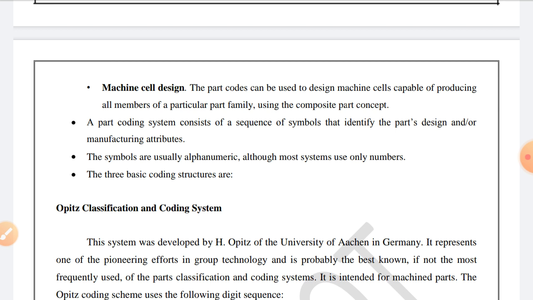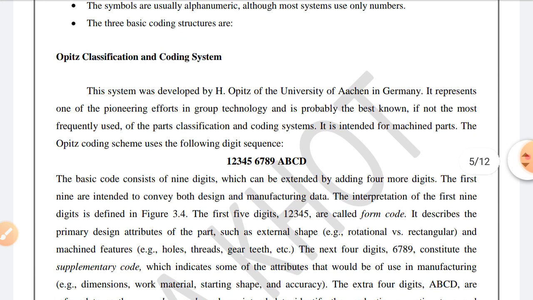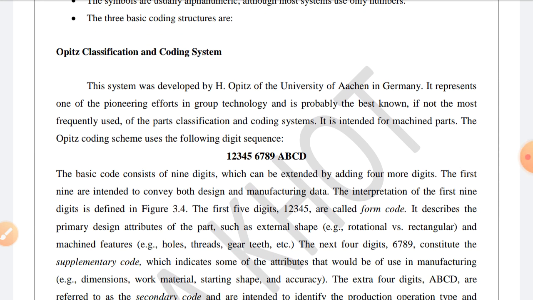So the part coding system consists of a sequence of symbols, which represent design and manufacturing attributes. We give the symbols on the basis of these attributes. The symbols are usually alphanumeric, although sometimes they are only numerical. There are three basic coding structures, but for your syllabus only one is important, that is the Opitz classification and coding system.